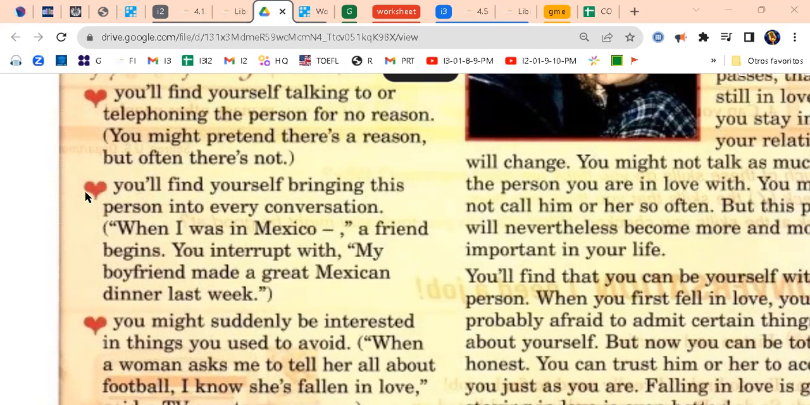Okay, interesting. So, well, I don't know if it has happened to you. I think so, but you'll find yourself bringing this person into every conversation. You're talking about work, and the other person is talking about his or her crush, right? So when I was in Mexico, a friend begins, you interrupt with, my boyfriend made a great Mexican dinner last week. So you're talking about something totally different, and they start talking about his or her crush, right? Or their crush.